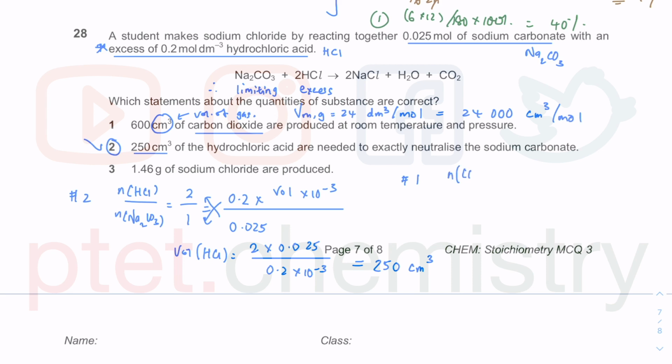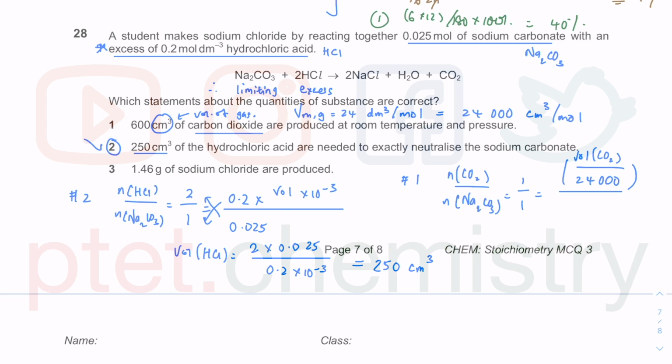So again, the mole of CO2 is to the mole of which one was limiting? The Na2CO3 was limiting, so the mole of Na2CO3. So 1 mole of CO2 from 1 mole of Na2CO3, nice and easy. On top there is the mole of CO2, which is the gas. So it's the volume of the CO2 gas divided by 24,000, because this is the volume of CO2 in cm cube. So I use 24,000 cm cube per mole as the molar gas constant.